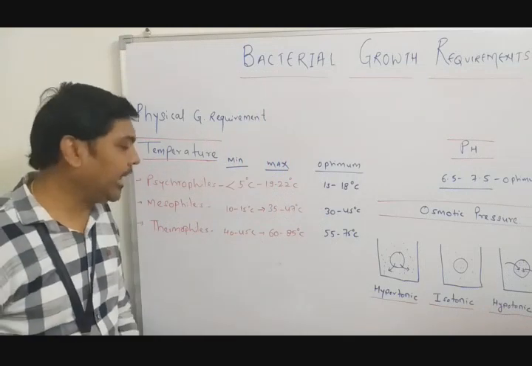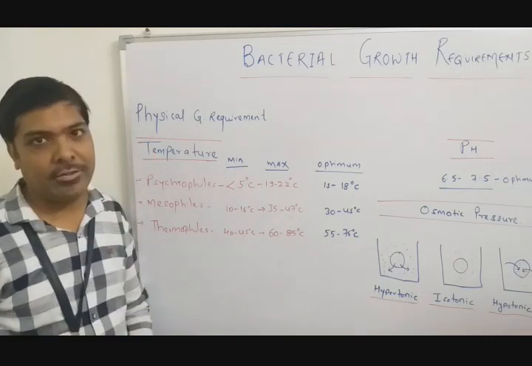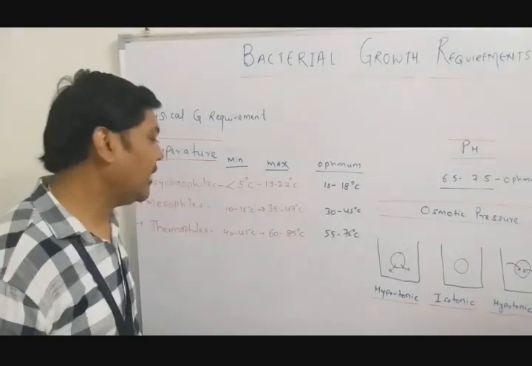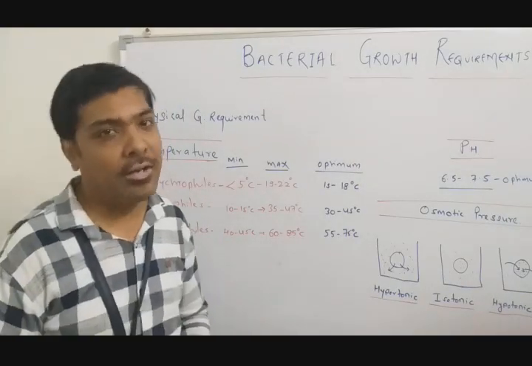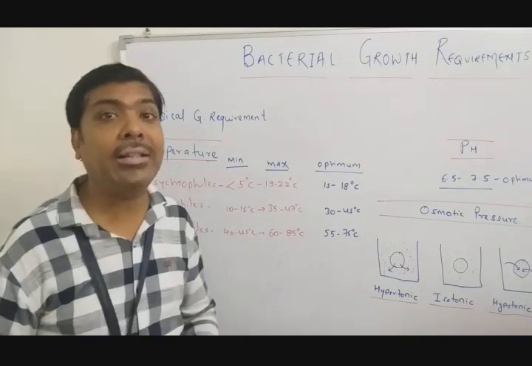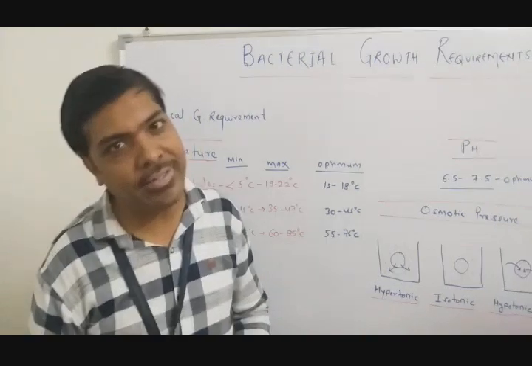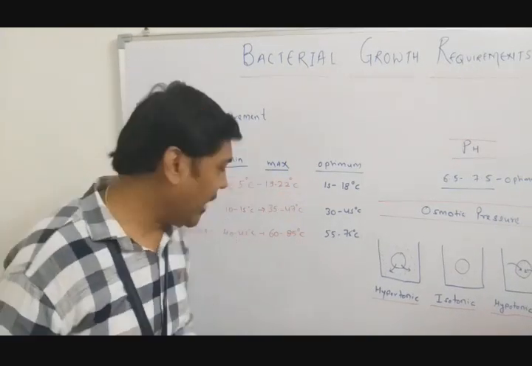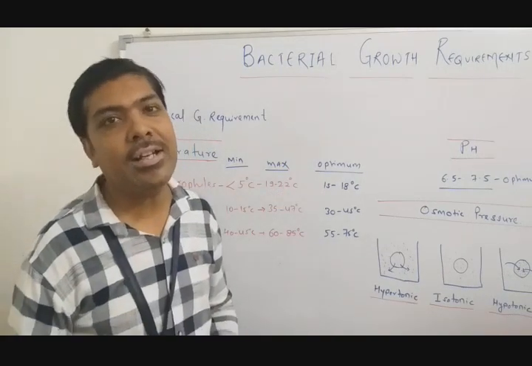Now, the third category of bacteria, depending upon the temperature requirement, are the thermophiles. The minimum temperature requirement of the thermophiles is 40 to 45 degrees centigrade, and the maximum temperature that can be tolerated by this category of bacteria is between 60 to 85 degrees centigrade. But again, the optimum growth temperature required by the thermophiles is between 55 to 75 degrees centigrade.